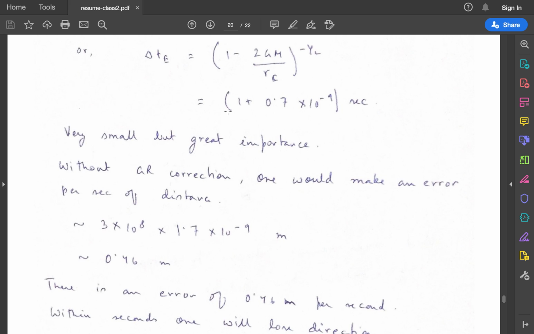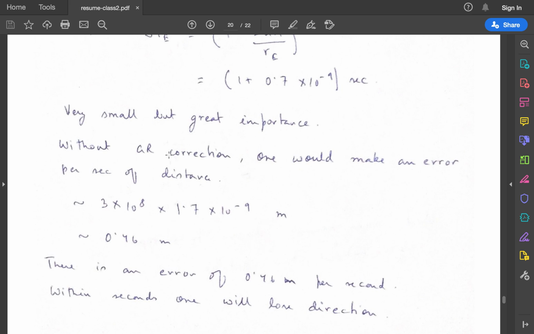This is of great importance because the change in time due to the GR effect looks so small. However, without the GR correction, what will we have? One will make an error per second in distance. How much distance error will I make?